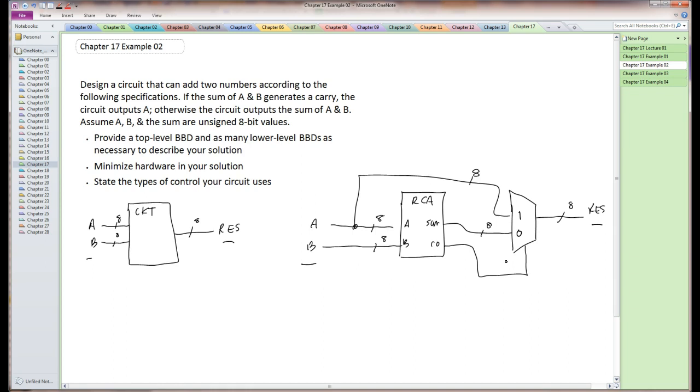The circuit is making a decision whether to output A or A plus B, and what we want to know is what controls that decision. That means what is connected to this control input on the mux. So for this given problem, we have an internal signal that's connected to the control signal on the mux. So this is internally controlled. And now we are done.